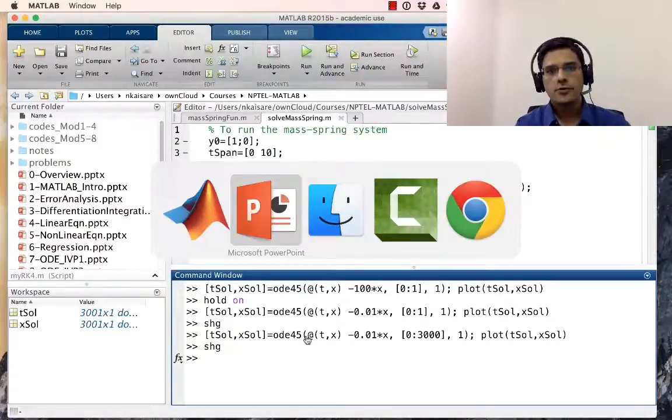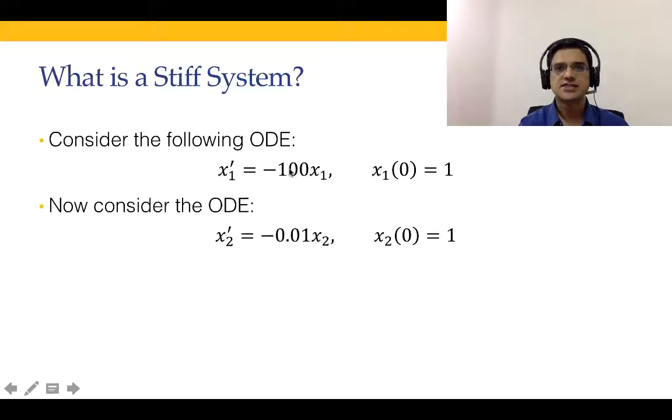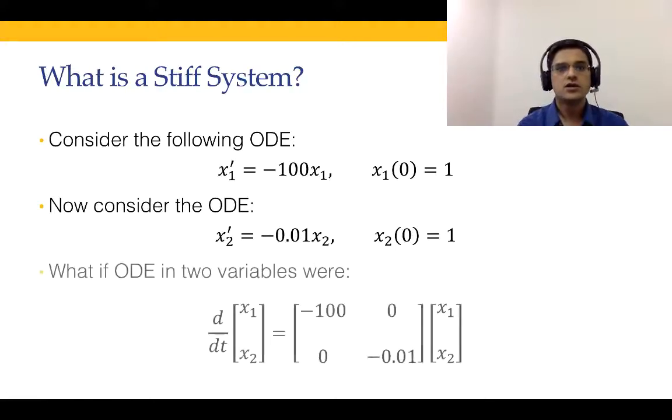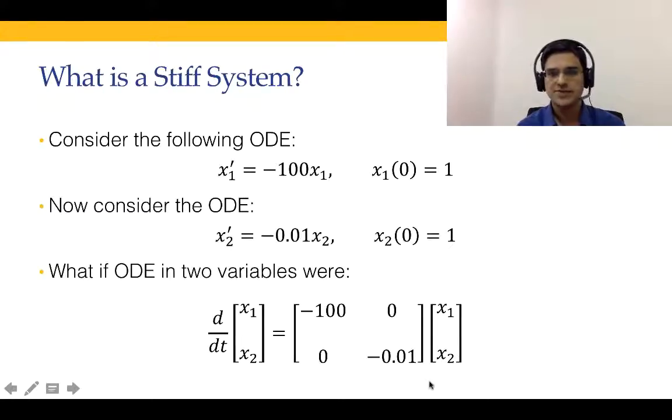So when this coefficient is a very large value, the system responds very quickly. If this coefficient is a very small value, then the system responds very slowly. Now the question is, what if the two variables were together in the same equation? If we have dx1 by dt equal to minus 100 x1 and dx2 by dt equal to minus 0.01 multiplied by x2, what we are going to get is this.